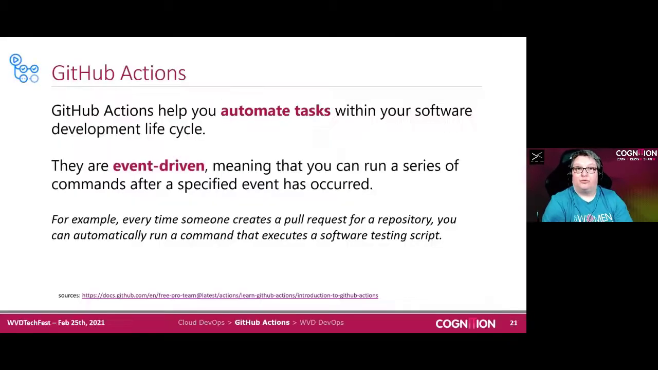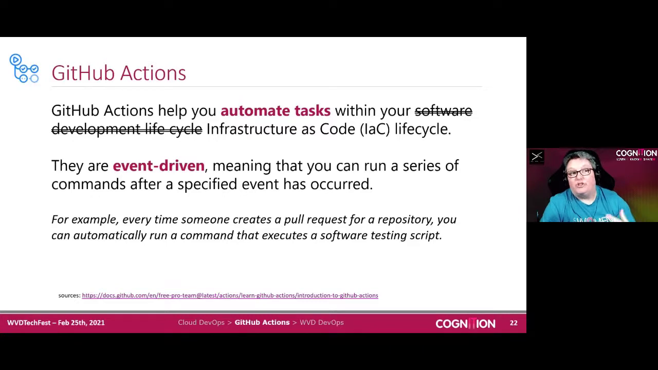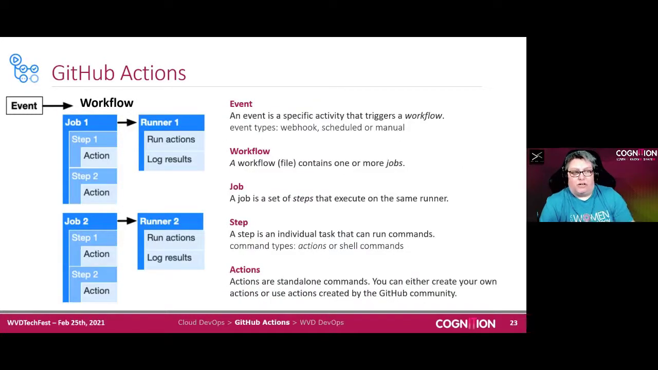Because that's what we're here for, right? If we're looking at GitHub Actions, they are automated tasks within your software development lifecycle, or even your infrastructure as code lifecycle. They are mostly event-driven, which means that a specified event will trigger the run of a series of commands.